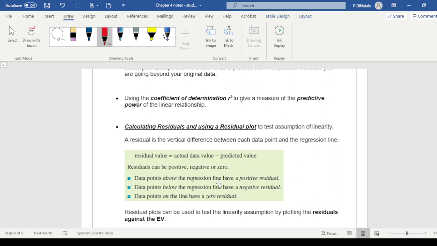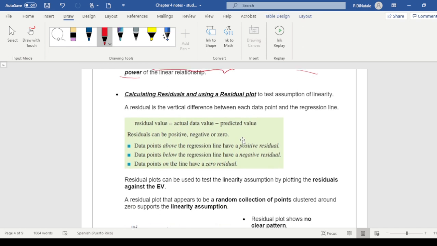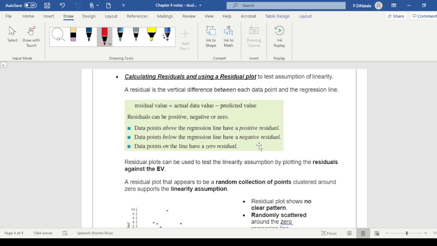We can find the coefficient of determination as well. Remember, we just square the R, and this gives us a measure of the predictive power of the relationship. When we're finding the residual, which is actual minus the predicted value, okay, if we get a positive, then we know that the data points are above the regression line. If we get a negative, then it's below, and if we get a 0, then it's on the line itself.